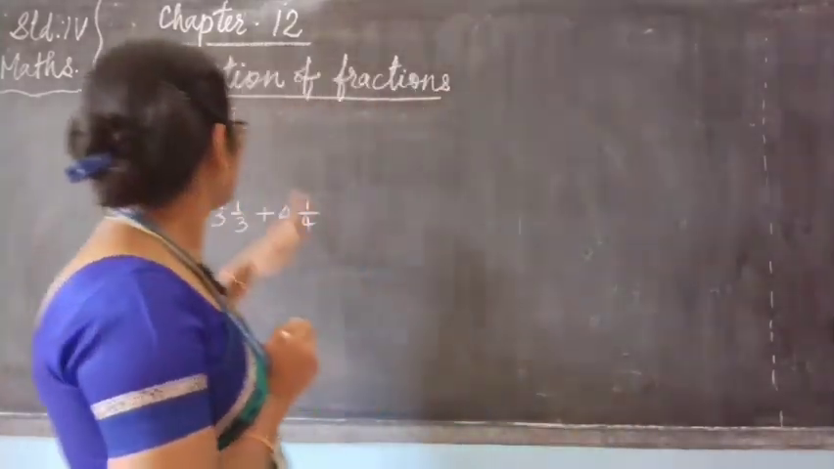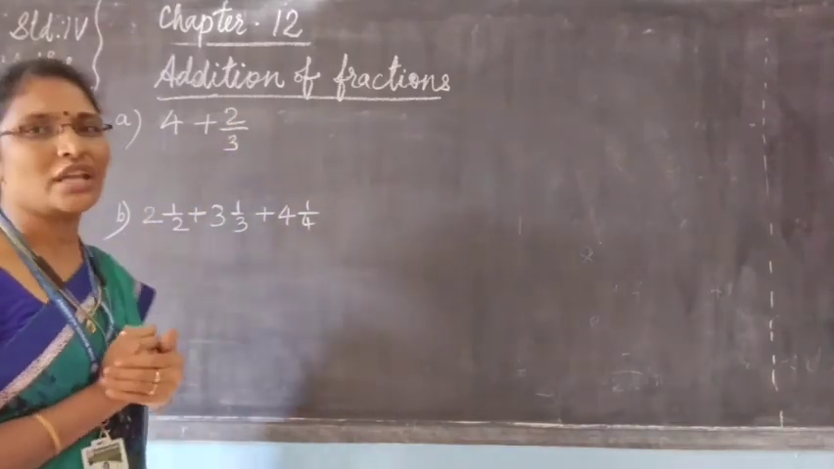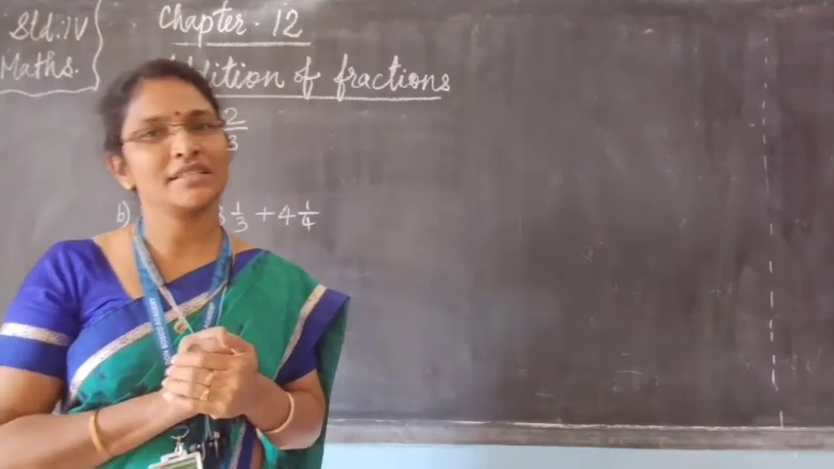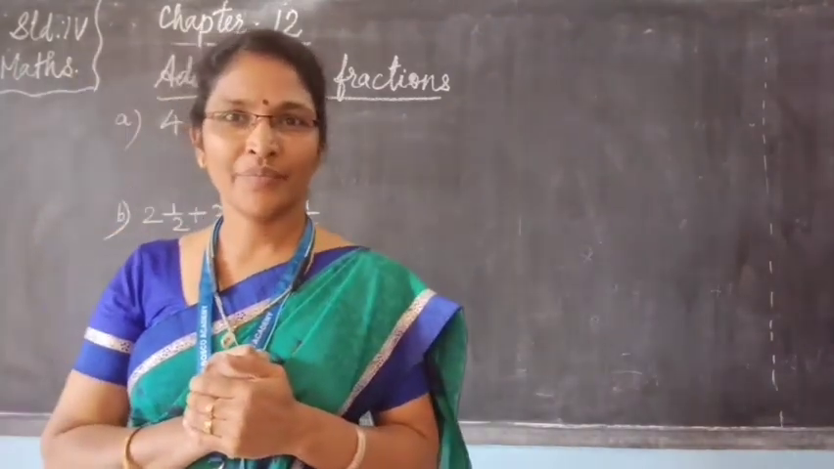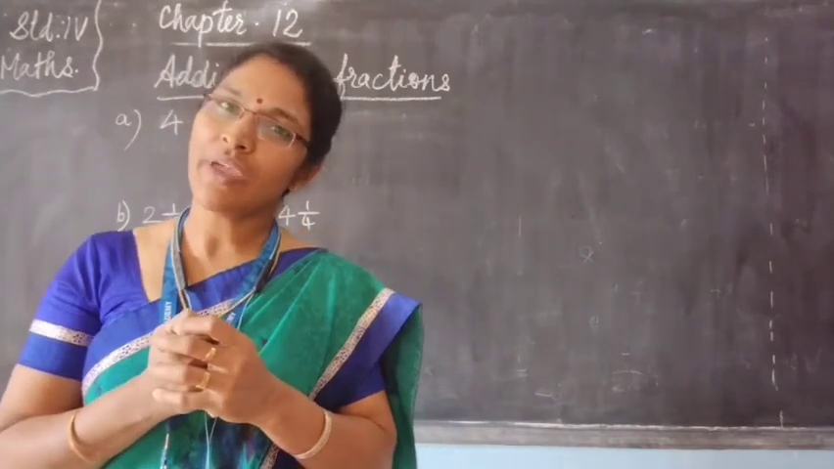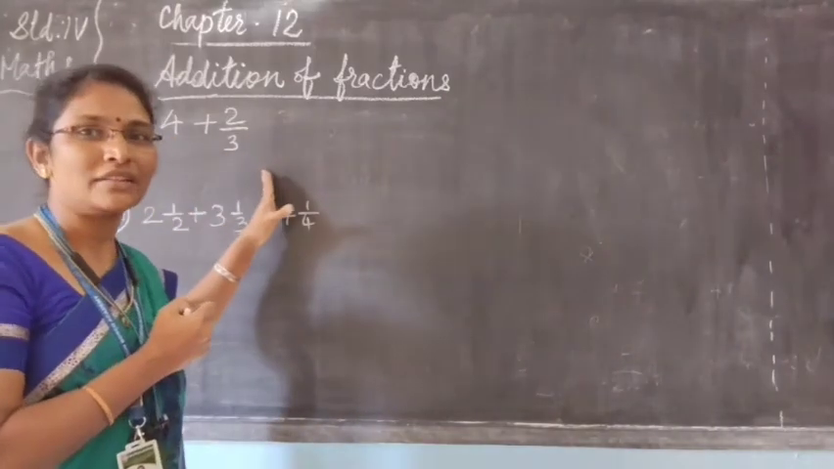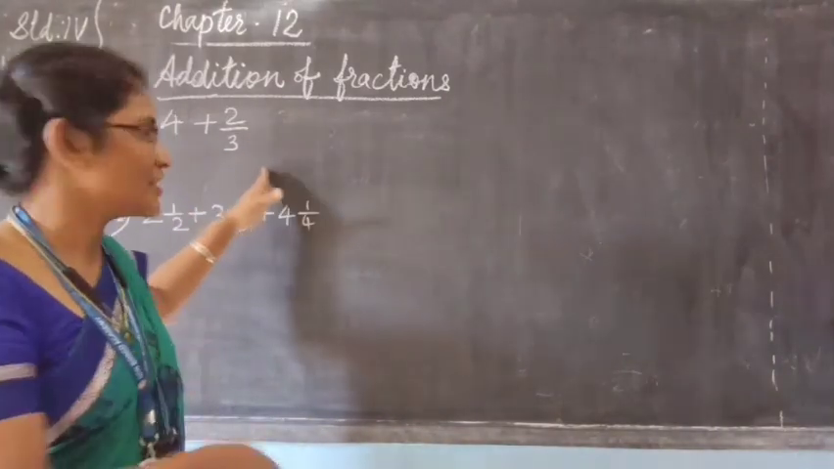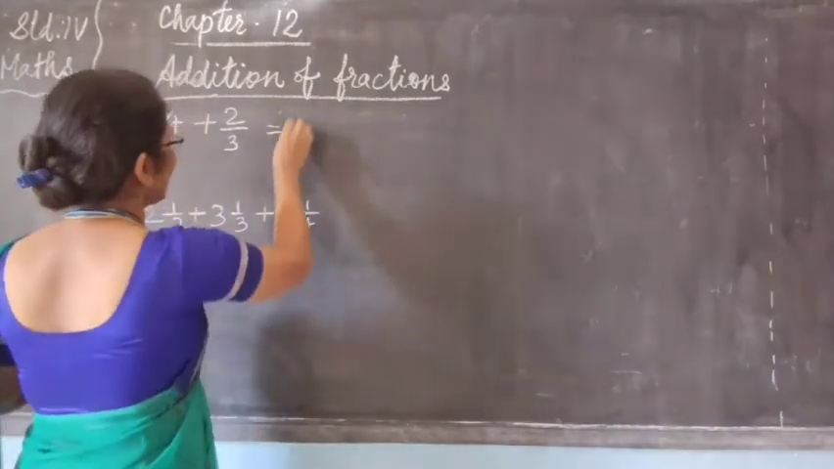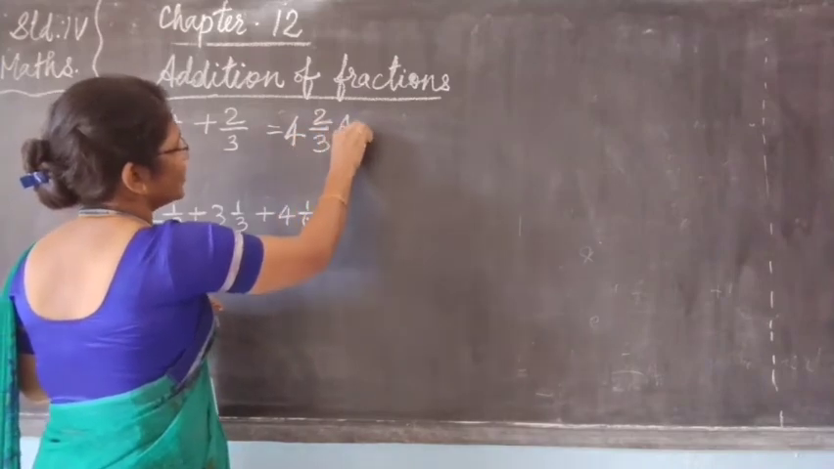Okay, now the first question. You can see 4 plus 2 by 3. 4 is a whole number and 2 by 3 is a fractional number. When they get mixed up, we get a mixed fraction. You can see 4 is a whole number and 2 by 3 is a proper fraction. We can write them together, then we get the answer: 4, 2 by 3. Okay?